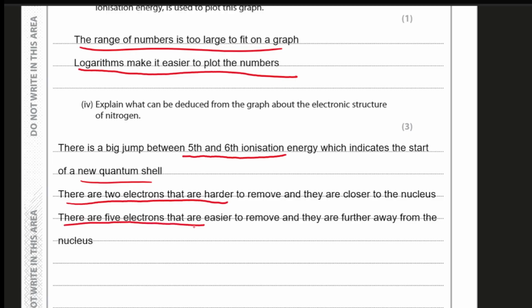On the other hand, there are five electrons that are easier to remove, and they are obviously further away from the nucleus, so less energy will be required, considering the force of attraction between the nucleus and the outermost shell will be less. So that is why the five electrons will be easier to remove.